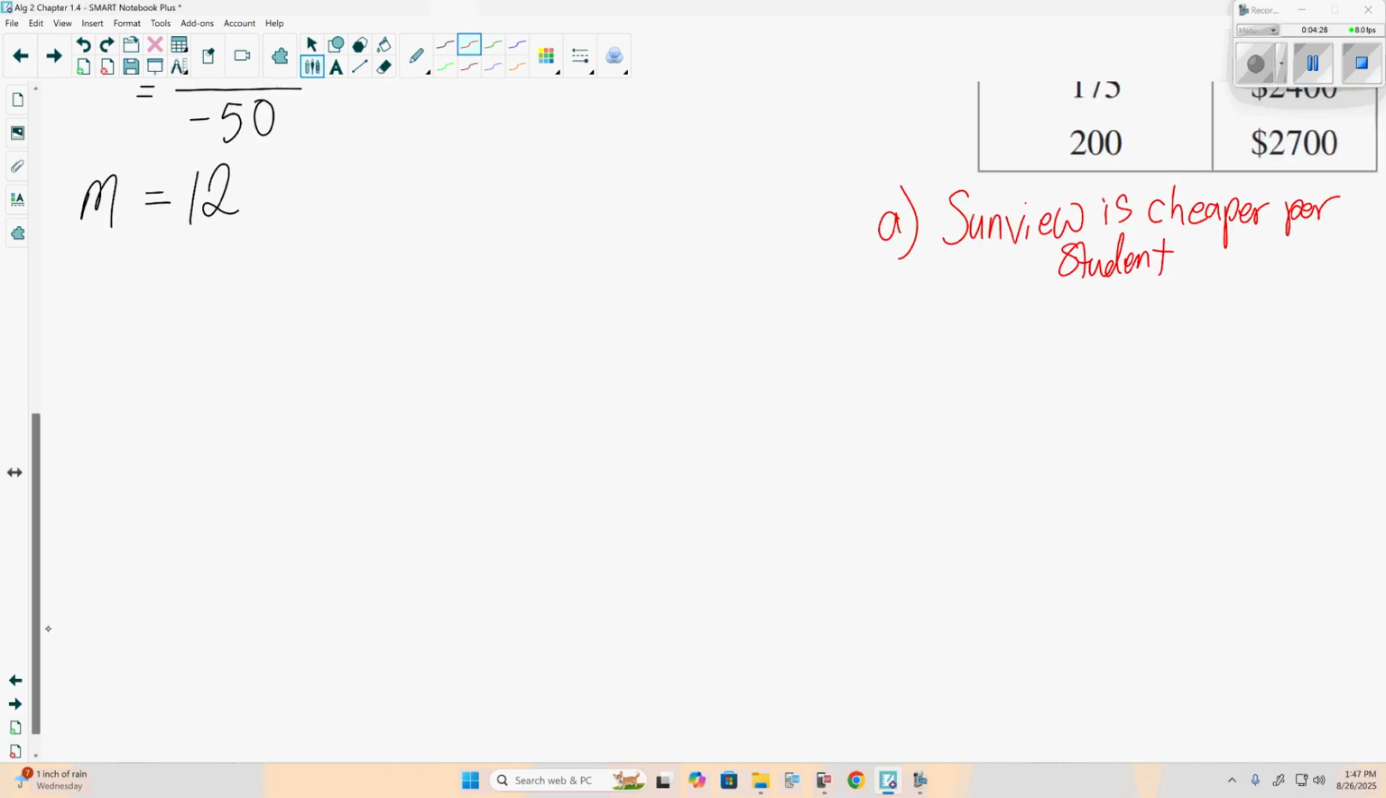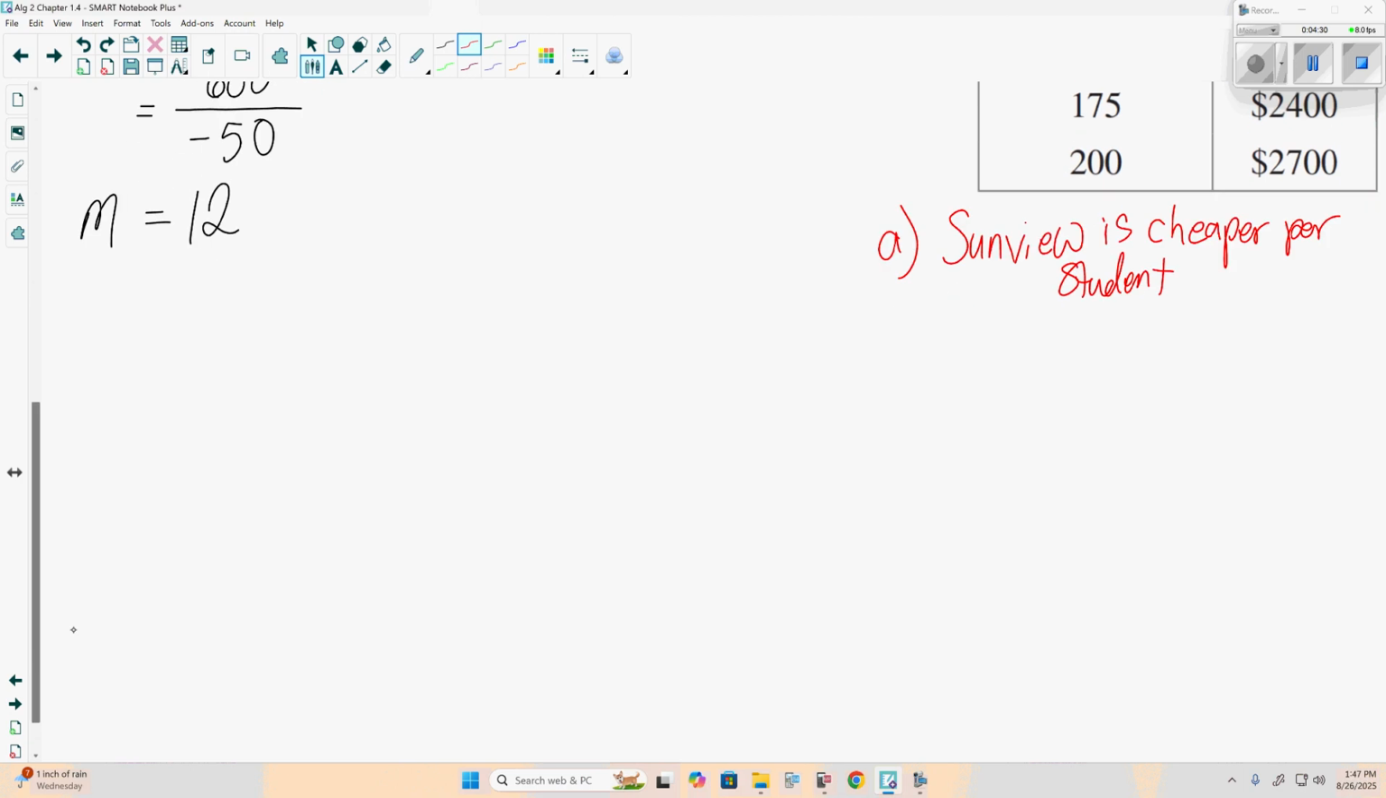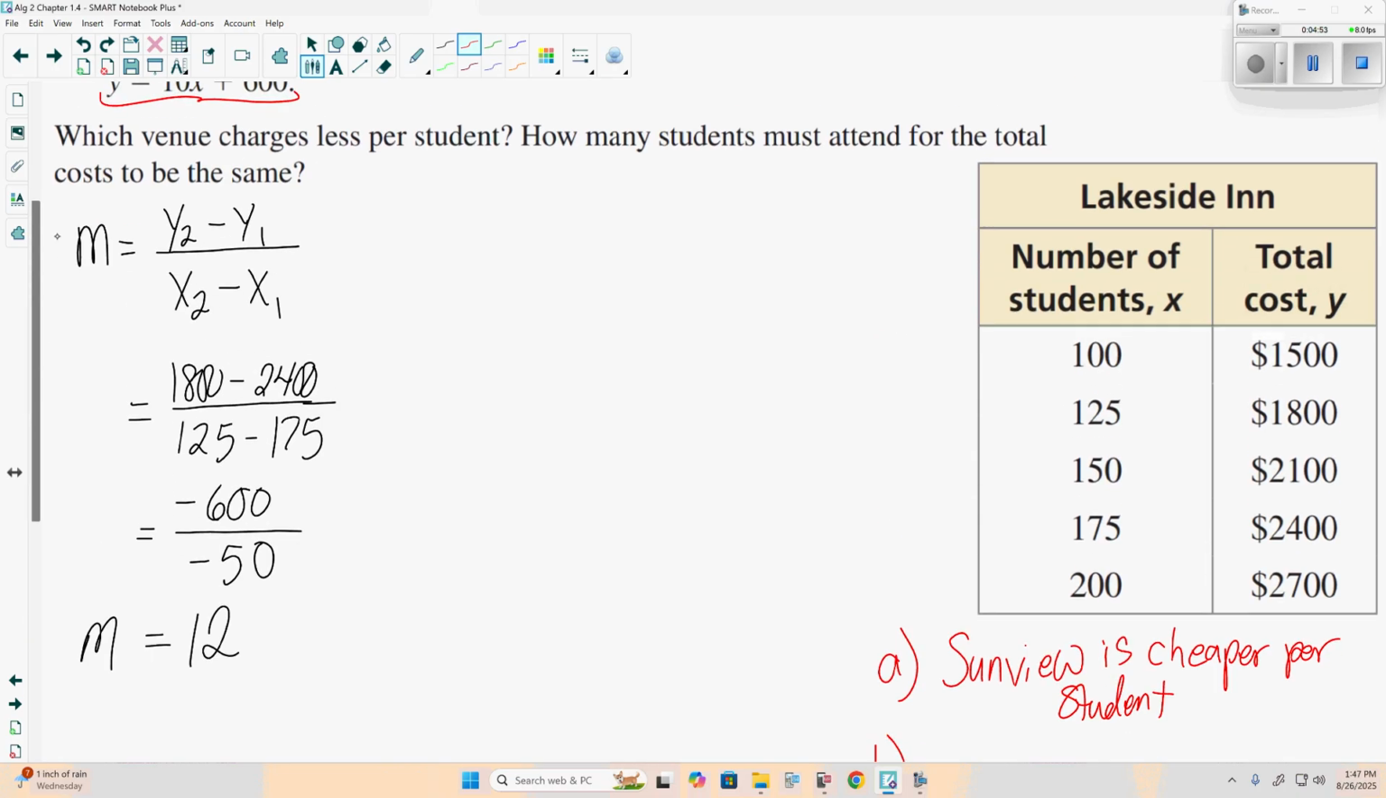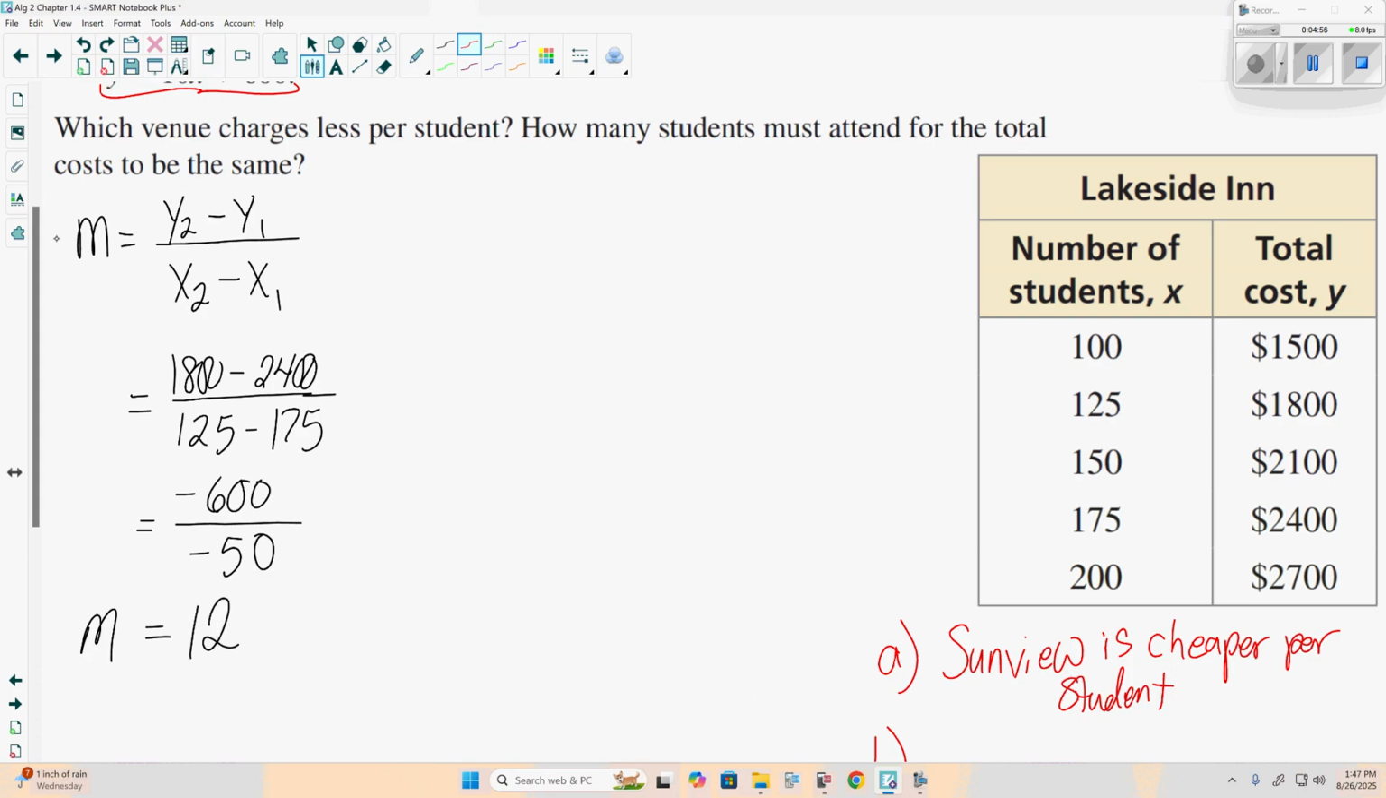There's going to be a question like this, or similar to this on the homework. And that answer, you just have to say Sunview, if this was on the homework. Questions on this here? All right. So we've answered the first part of the question, which one charges less?